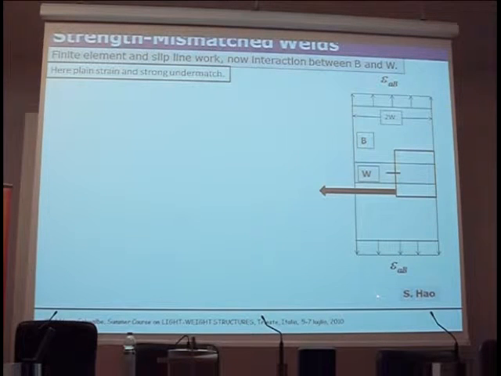My postdoc Su Hao from Beijing did most of this analysis using slip line theory and also doing some finite element work. And now the most interesting case is strong undermatch or extreme undermatch, when the environment stays elastic and just the strip becomes plastic. This is really very extreme. So a strong constraint is exerted from the environment onto the yielding strip.